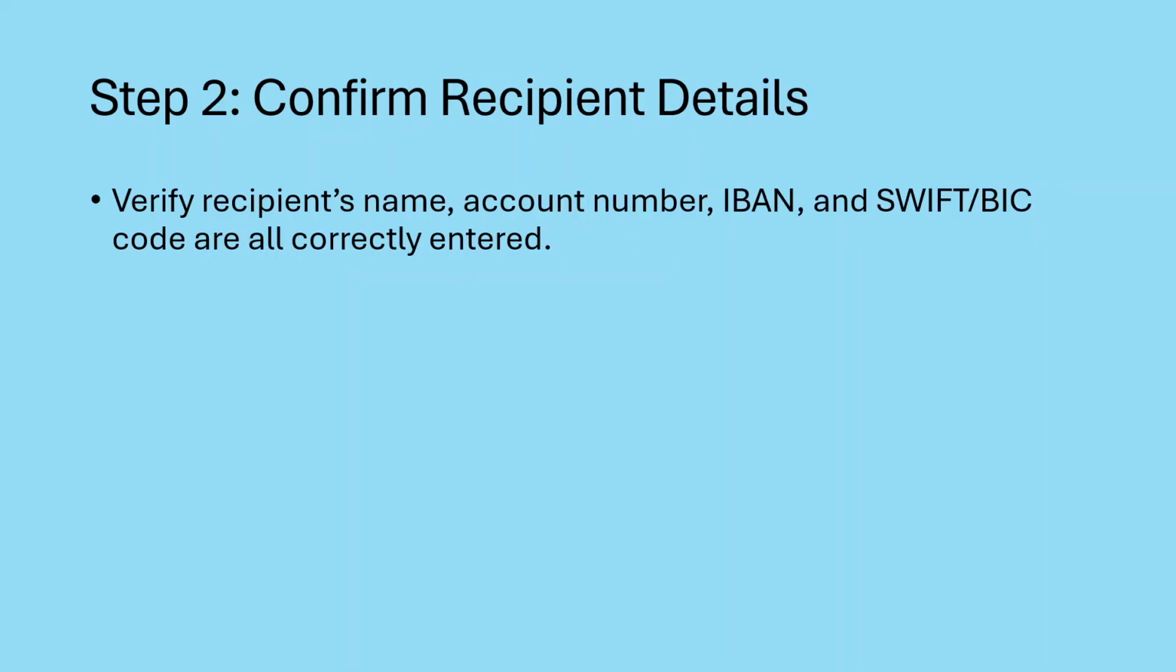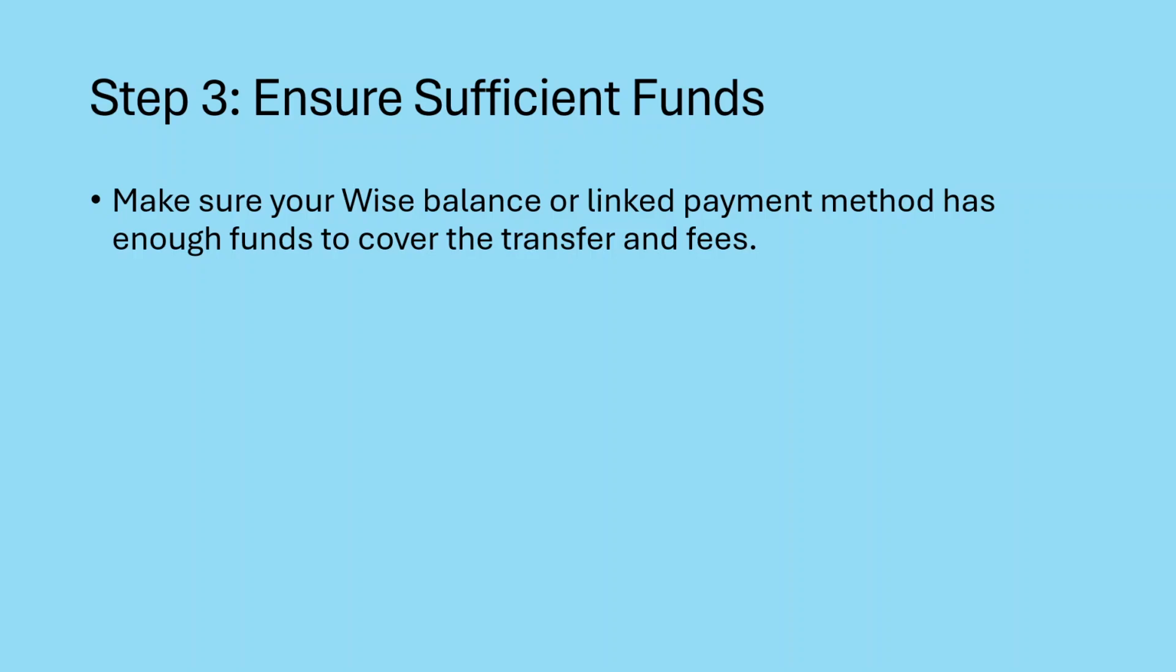Step 2. Confirm recipient details. Verify recipient's name, account number, IBAN, and SWIFT BIC code are all correctly entered. Step 3. Ensure sufficient funds. Make sure your Wise balance or linked payment method has enough funds to cover the transfer and fees.